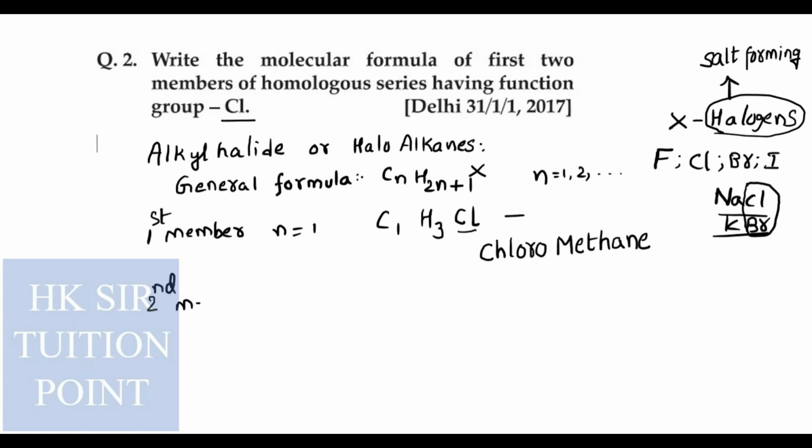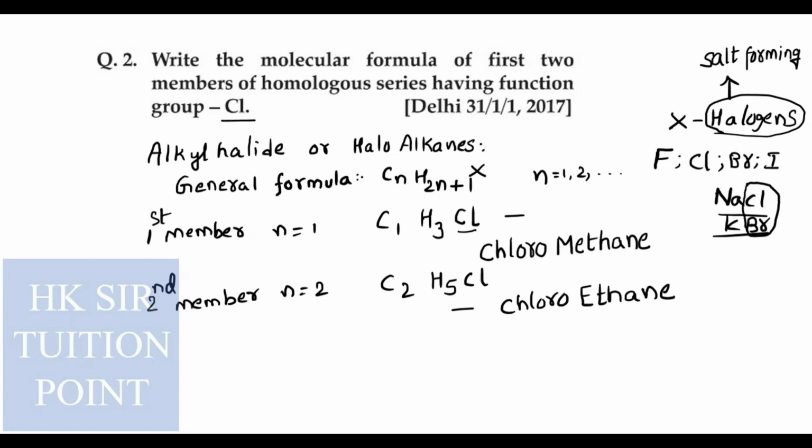Next, for the second member keep n equals 2. C2, 2 twos are 4 plus 1, 5, H5. X stands for Cl. In the question, he has given Cl very clearly. So the name is chloro. Next, two carbons, eth. It is an alkane. So these are the names and formulas. In the question, write the molecular formula of first two members of the homologous series. Along with that, he wants halogen chlorine, so I kept chlorine only. This is a suitable answer to this particular question.